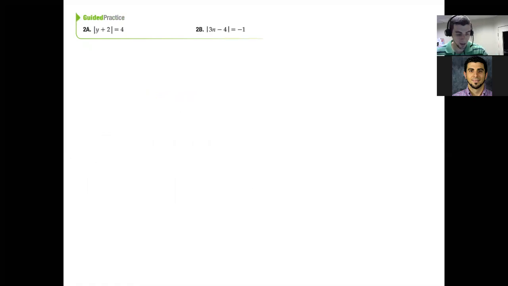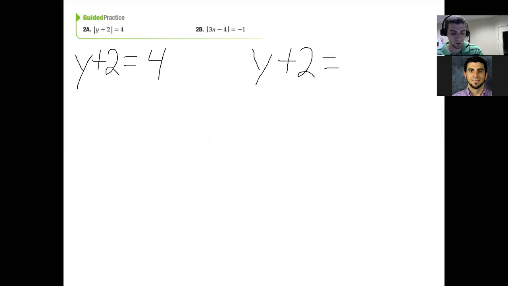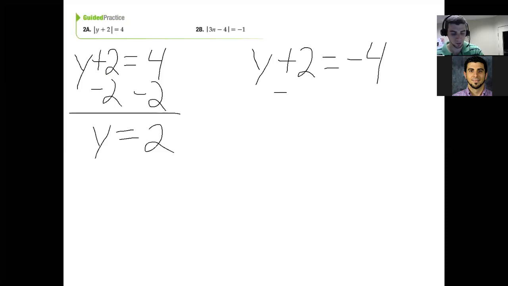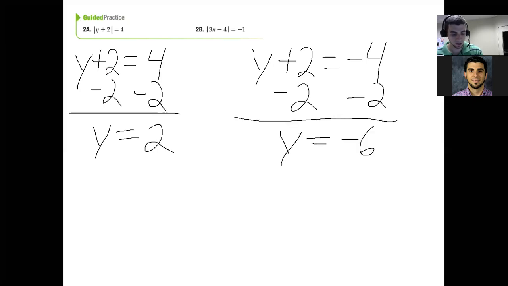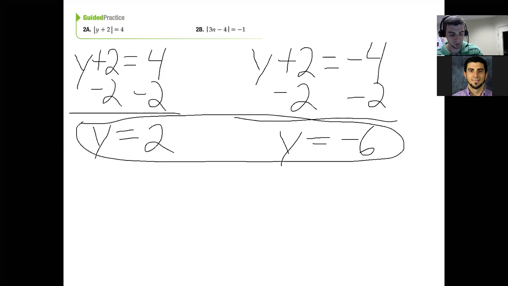All right, we're back. So absolute value of y plus 2 equals 4. Since it's set equal to a positive, you do both cases. Y plus 2, the inside could be equal to 4 or negative 4. Subtract 2, and you get y equals 2. Subtract 2, and you get y equals negative 6. And those are my two solutions. You could write them with braces, negative 6 comma 2.